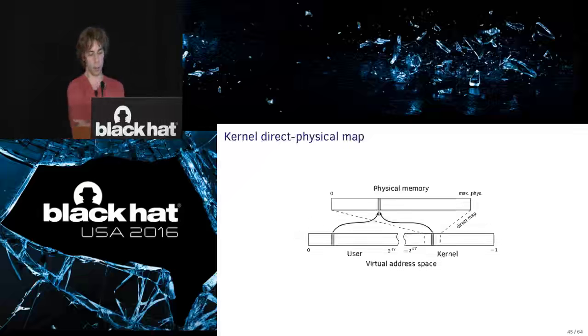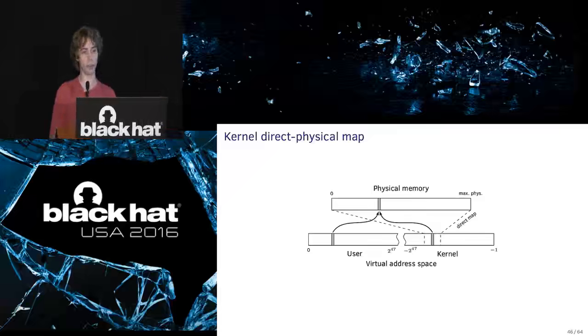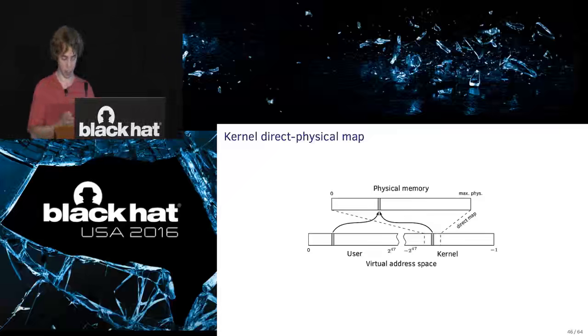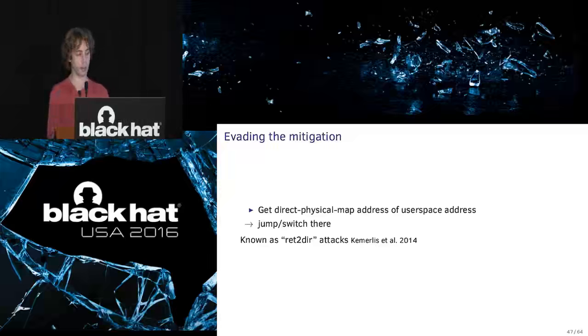Now, in 2014, there was an attack showing that the identity mapping, the direct physical map in the kernel, can be exploited to launch the same attack. Every address that is valid in our user space program will also be in some accessible region in the kernel memory, in this direct physical map. So instead of just jumping to user space, we take the physical address at the base offset of the direct physical map and jump there. This is known as ret2dir attacks, and this was presented by Kemerlis et al. at Black Hat and Usenix in 2014.